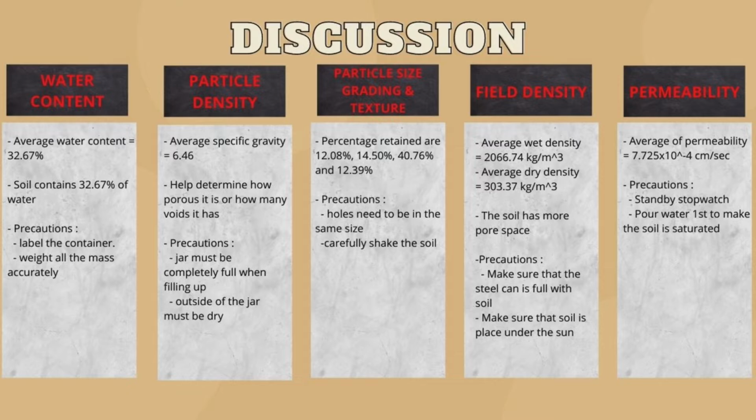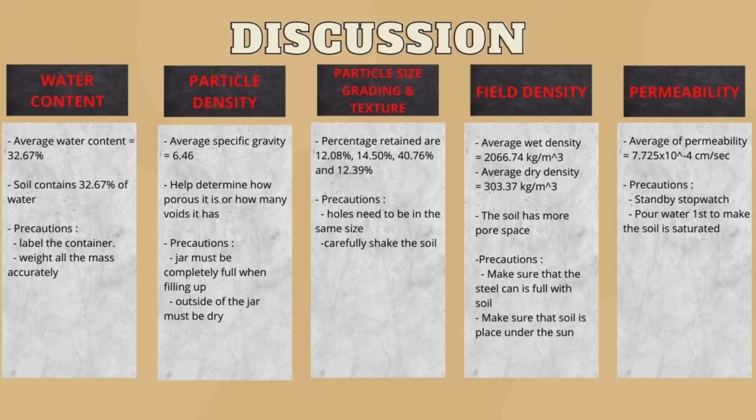For the particle density test, average specific gravity equals 6.46. Knowing specific gravity will help determine how porous it is or how many voids it has. For the precaution, first, jar must be completely full when filling up, and outside of the jar must be dry.